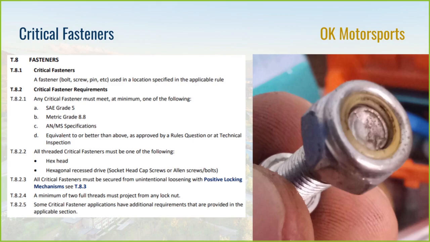Metric grade 8.8 under rule T.8.2.1 is the one we'll be using most often, probably, that or stronger. T.8.2.3, hopefully you guys have read a fair amount of the rules book. Positive locking mechanisms. So there's a few different positive locking ones. The ones they mention are safety wiring, cotter pins, nylocks, and prevailing torque nuts. These ones are probably used the least, I'm guessing.